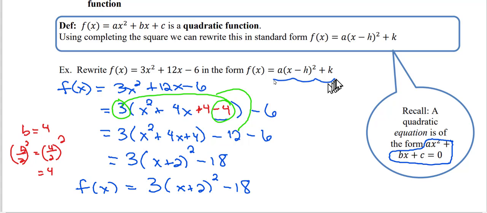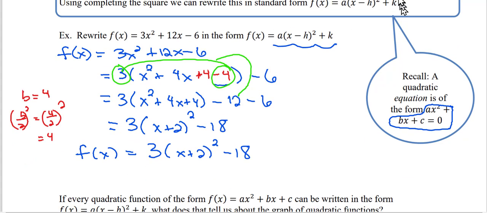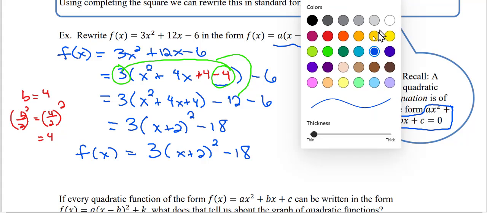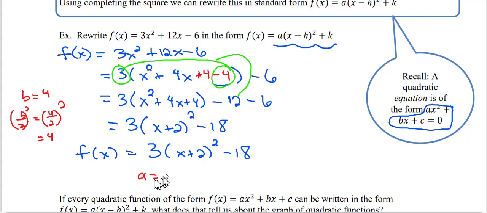That is the form we were looking for, where a is 3, h is negative 2, and k is negative 18.